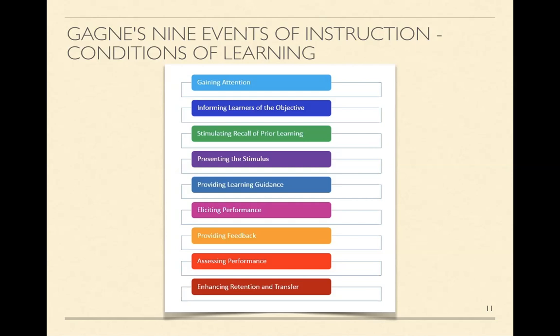Number 3 is to stimulate recall of prior learning. So make sure that when you're delivering content or teaching, you're also asking students to recall information from a previous course or a previous situation or a previous time in history. Again, try to make that example applicable to the type of students in your class.